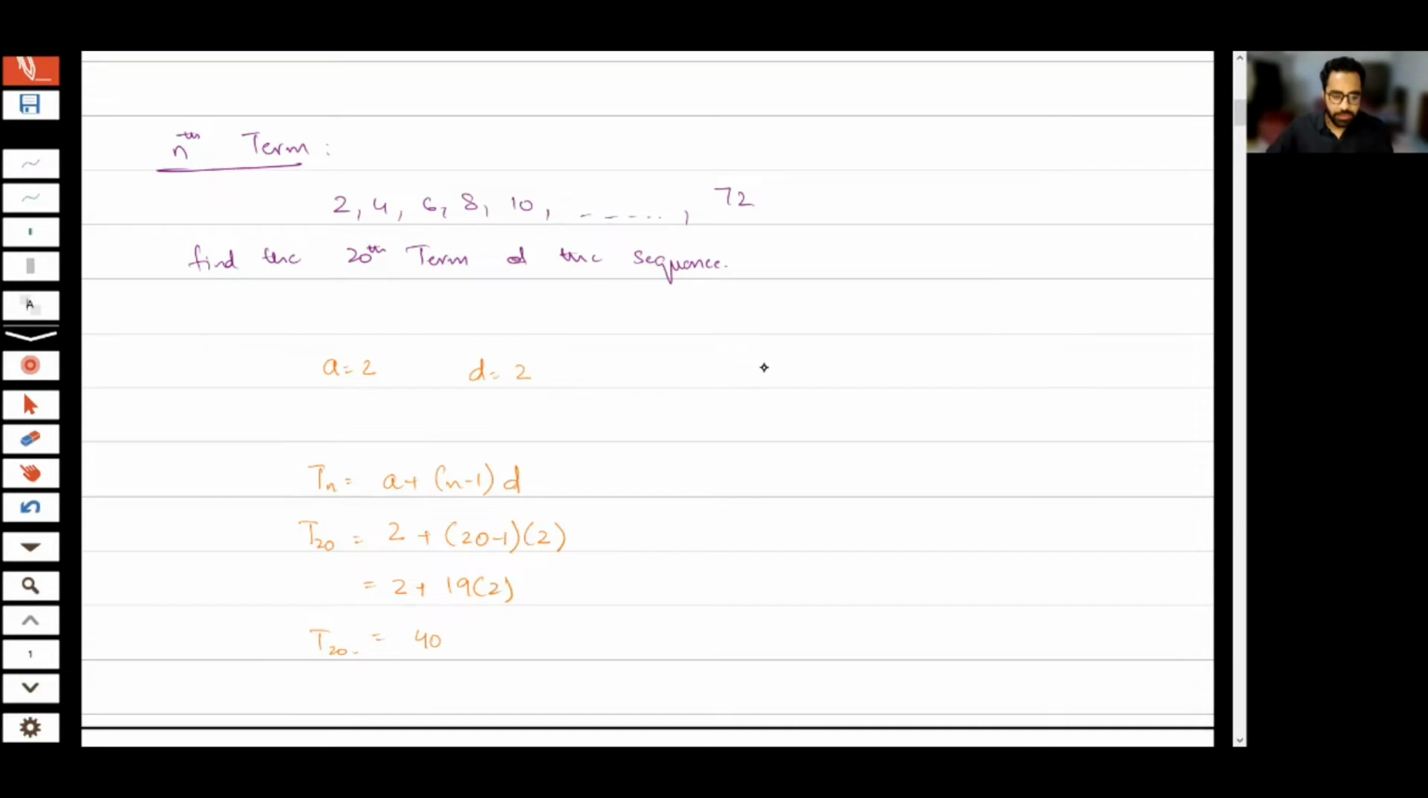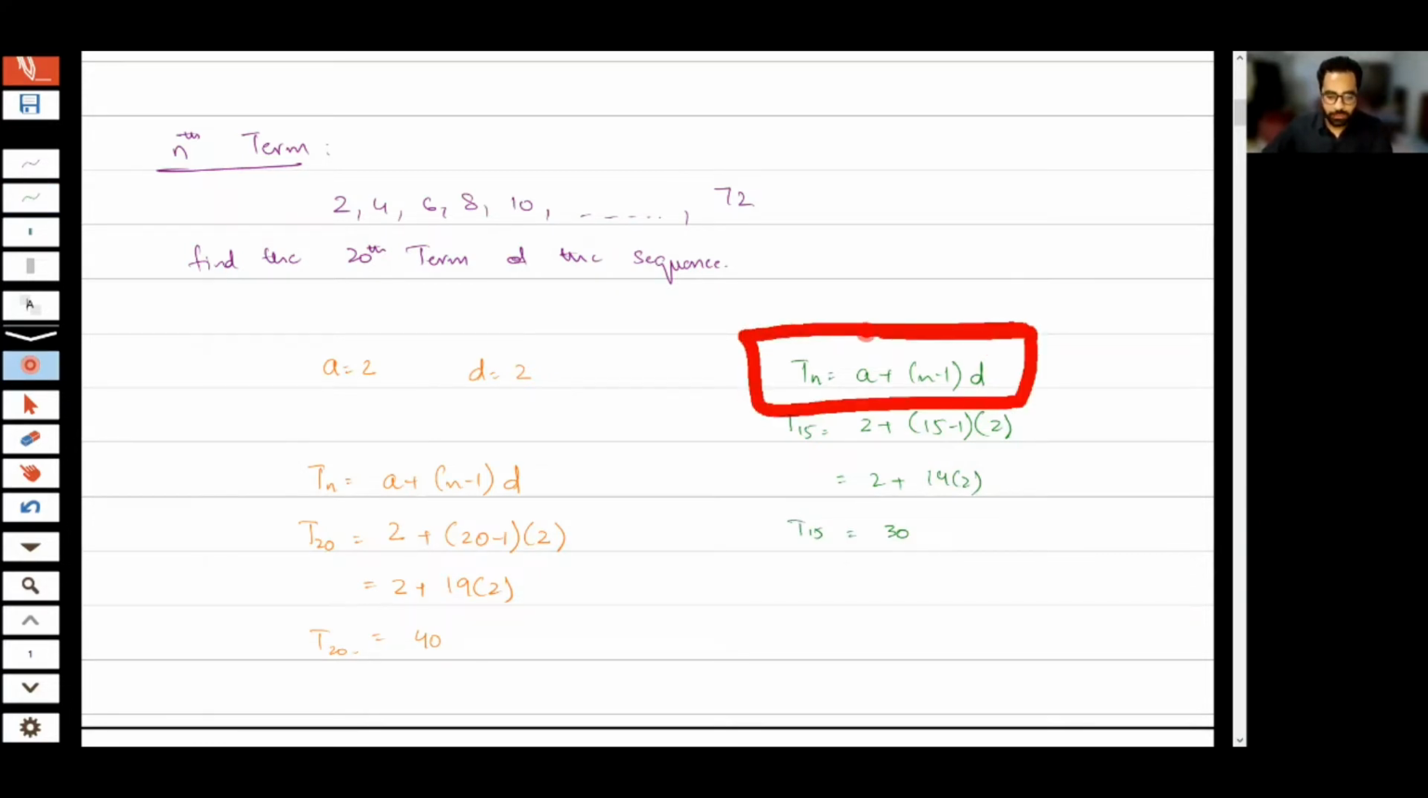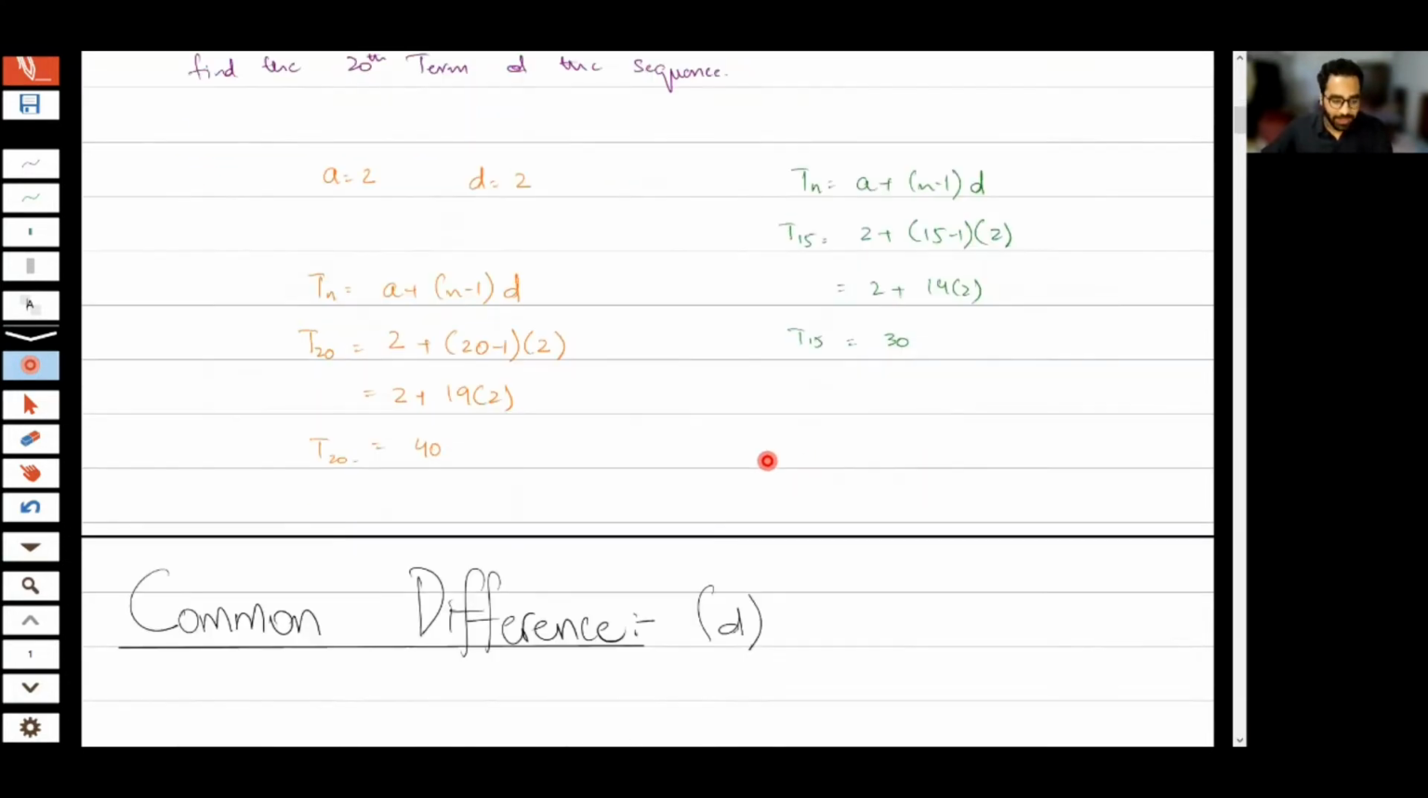Similarly, I can find any other term in the sequence. For example, let's say I had to find the 15th term. So yeah, I'll again make use of the formula a plus (n minus 1)d to find the 15th term in the sequence. So the value of n over here would be 15. The value of a is 2. The value of n is 15, 15 minus 1. d की value is 2. Okay. This would be 2 plus 14 into 2. So this would be 28 plus 2, which is equal to 30. So yeah, if you have to find the value of any particular term, you can make use of this formula, which is a plus (n minus 1)d.